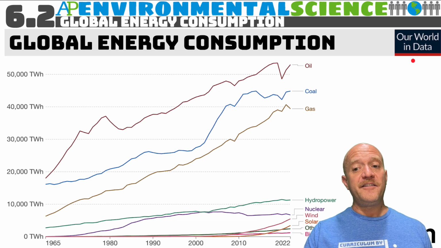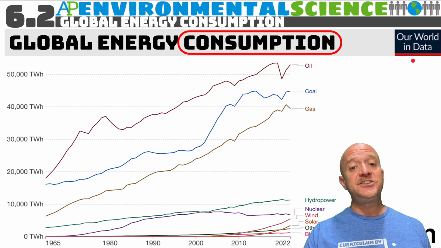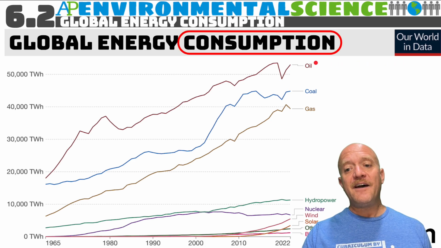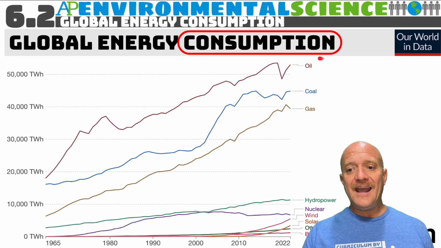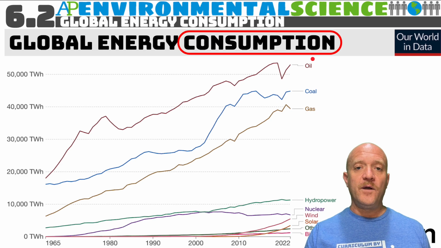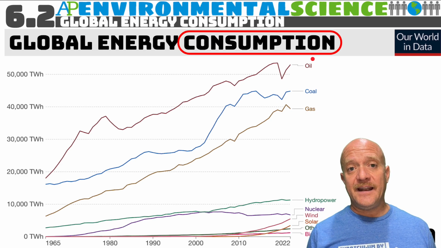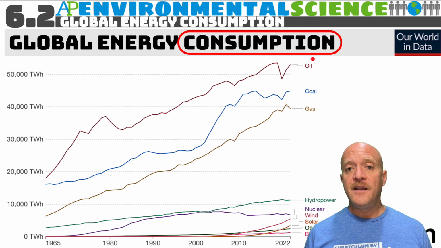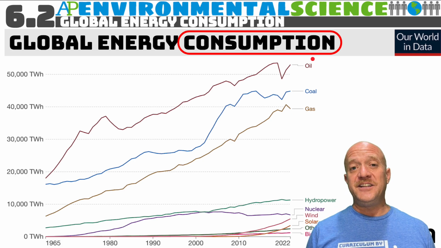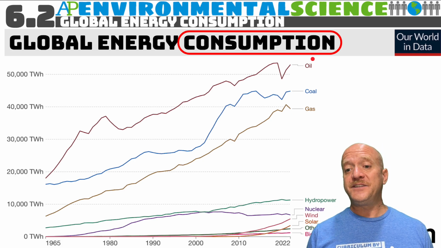If we go over here, this is energy that is consumed. So if you notice, we have more energy coming from oil. And this is because oil is made into gasoline, and gasoline powers our automobiles. So a lot of the energy that is consumed is for transportation.